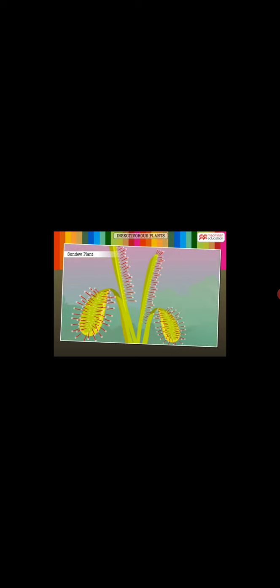This is the sundew plant. How is the process in sundew plants? Look at the picture carefully. We have hair-like structures. You can see these hair-like structures will trap the insect. The insect sits on the tentacles, then the leaf folds over the insect. The insect is caught and digested by receiving all the enzymes.